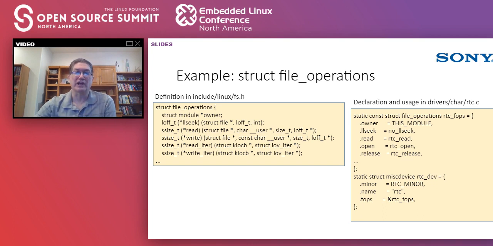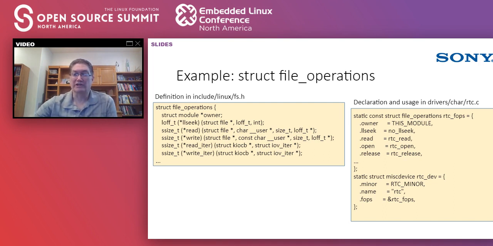So over in drivers/rtc, you can see how you would declare an instance of file_operations, in this case called rtc_fops, and you assign the actual functions in your code that will be those pointers. And then inside some other structure, in this case rtc_dev, you'll actually have a reference to that instance of the file operations, so in this case, rtc_fops.